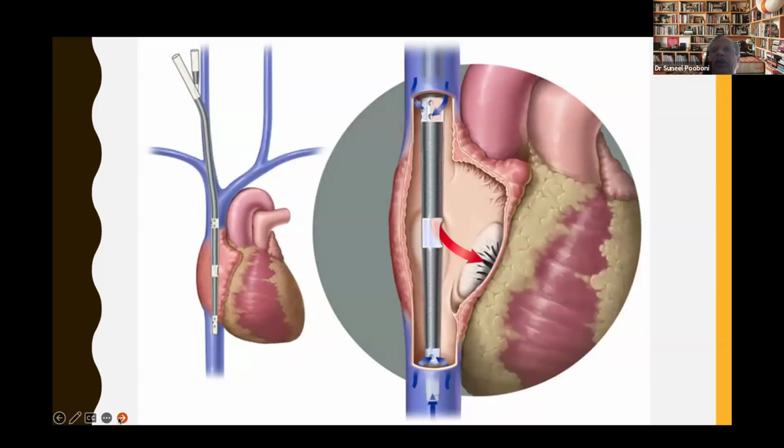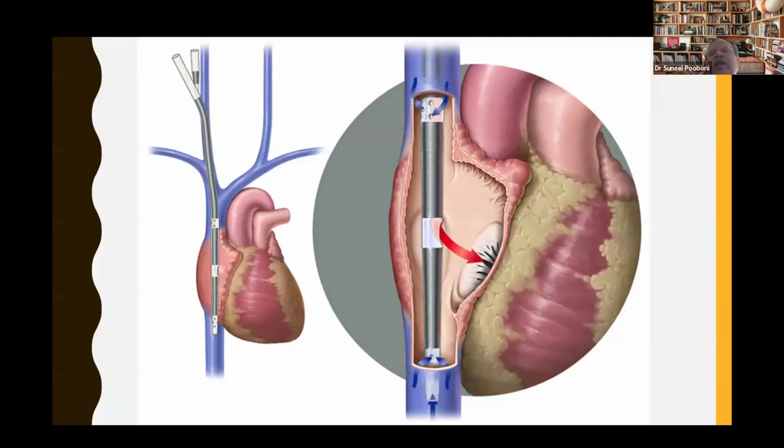One of the diagrams is showing you a double lumen cannula. Here from the venous side, blood will be drawn from the inferior vena cava below and the superior vena cava upstairs. From that, the blood will be drawn into the venous limb of the ECMO cannula.